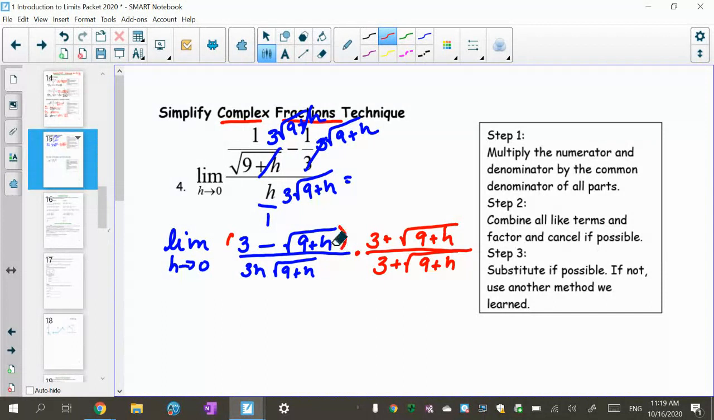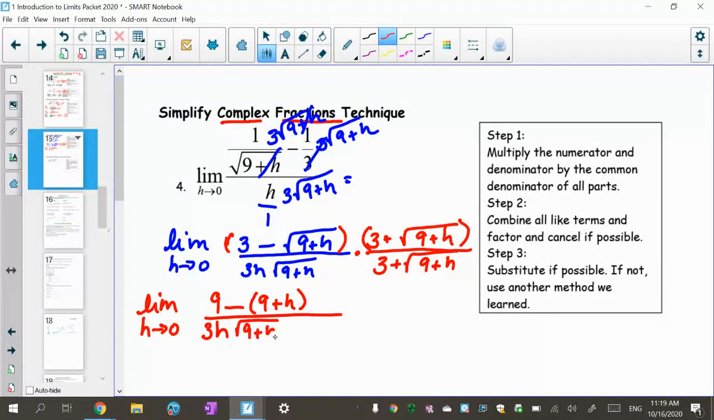So as I do this and multiply this out, again, the numerator is going to be a lot prettier than the denominator. I have the limit as h approaches 0 of 3 times 3 is 9 minus, now it's radical 9 plus h times radical 9 plus h. So that's just 9 plus h, but make sure you put it in parentheses all over this. Now this is the scary part, 3h radical 9 plus h. Then I use a bracket and say times 3 plus radical 9 plus h. Again, don't worry about multiplying it out and just leave it that way.